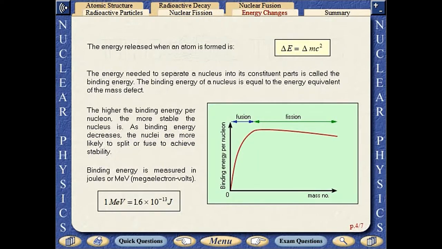The energy needed to separate a nucleus into its constituent parts is called the binding energy. The binding energy of a nucleus is equal to the energy equivalent of the mass defect. The higher the binding energy per nucleon, the more stable the nucleus is. As binding energy decreases, the nuclei are more likely to split or fuse to achieve stability. Binding energy is measured either in joules or mega electron volts.